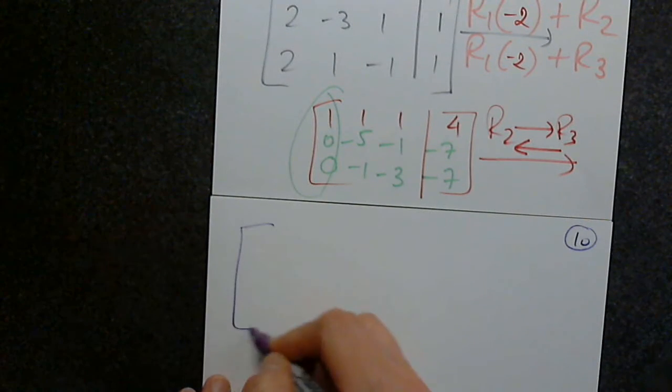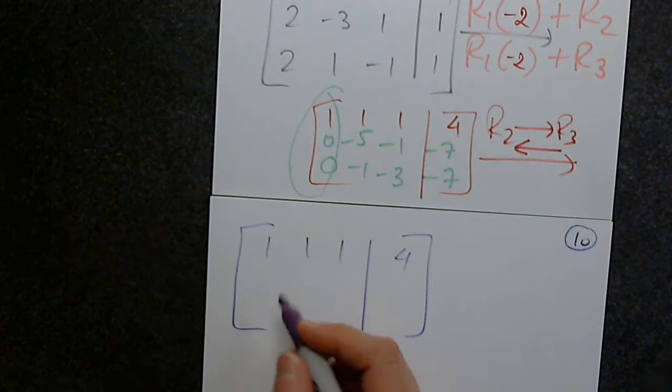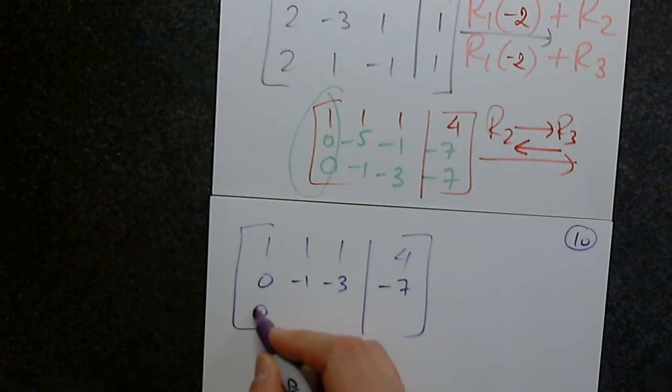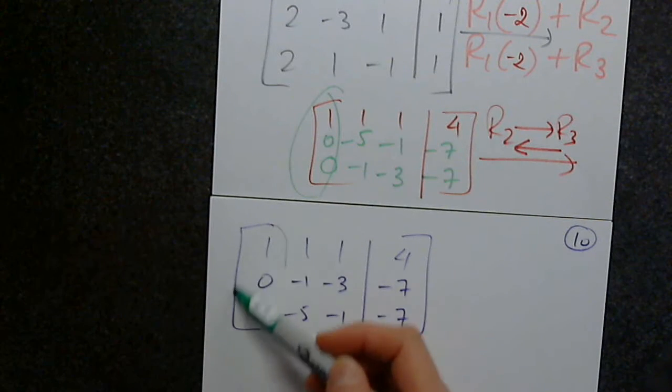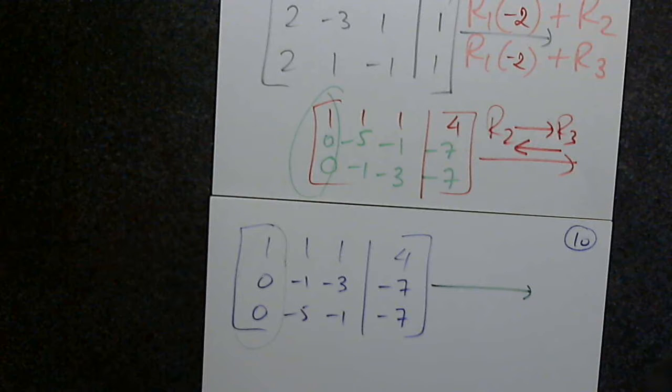So now I copy 1, 1, 1, and 4. And I copy 0, negative 1, negative 3, negative 7, and 0, negative 5, negative 1, negative 7. All I did was swap 2 and 3. So this is done. What we need to do next.